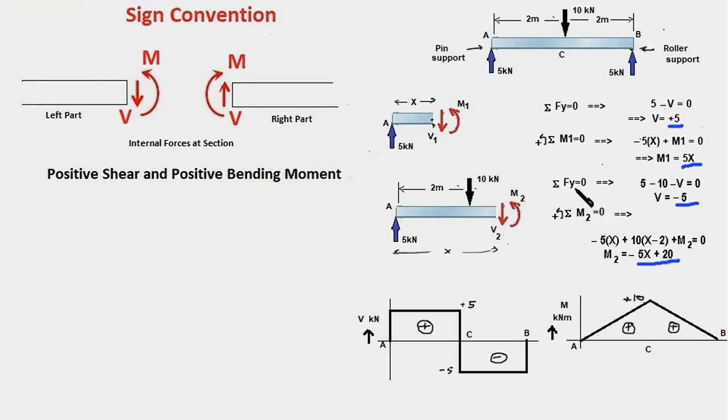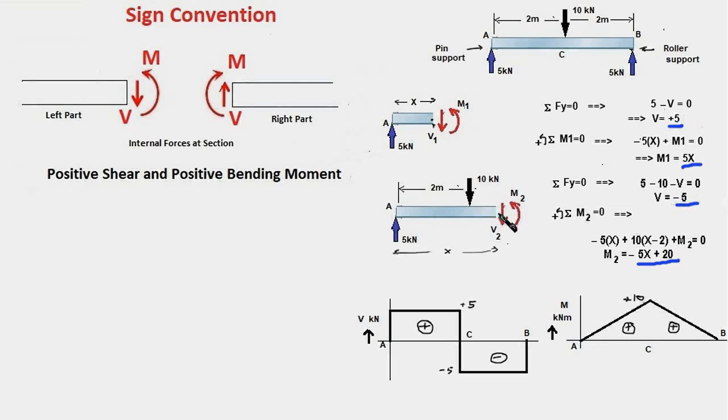Our sign convention for these two equations would again be the same. That is, upward forces would be positive and counterclockwise moments would be also positive. So 5 minus 10 minus V2 will be equal to 0, and that gives us the shear force is minus 5. So between the 2 points C and B, the shear force is negative.